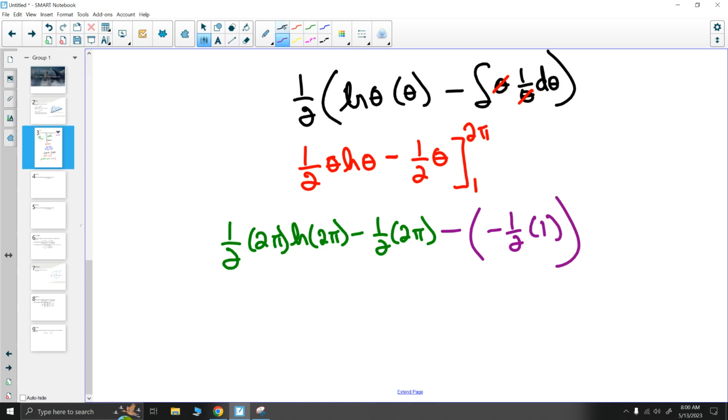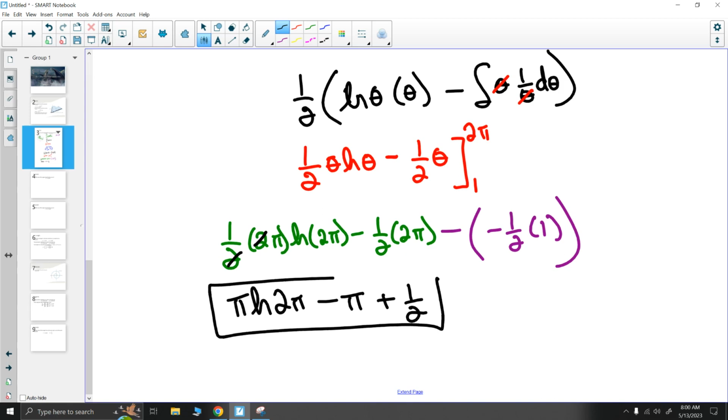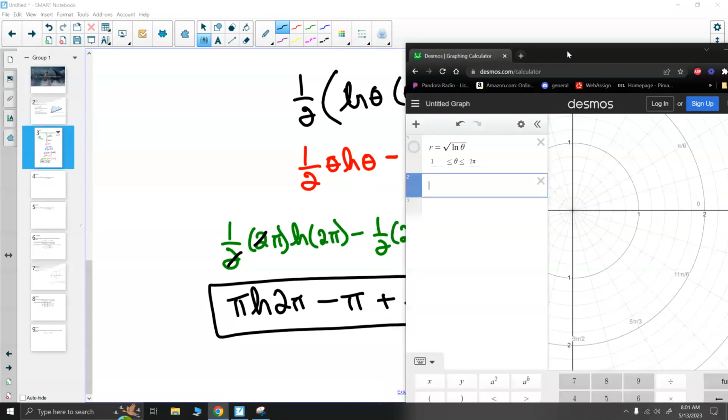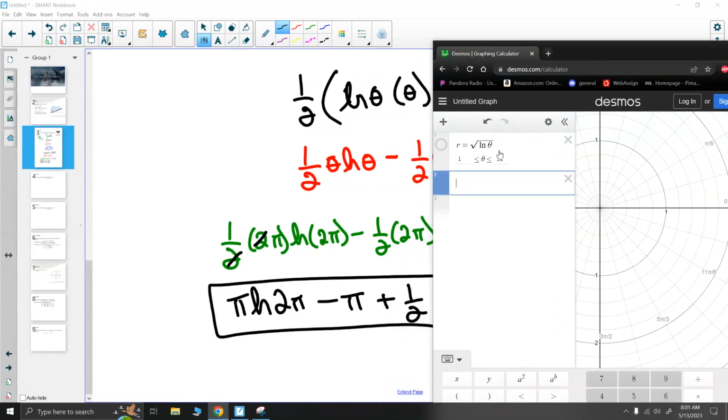Okay, so we'll clean this up a little bit. These cancel, and we're left with pi natural log 2 pi minus pi plus 1/2. And this is our area. Now, as a reminder, if you're ever not really sure, you can obviously check your integration. So pi natural log 2 pi minus pi plus 1/2 is 3.1 whatever.